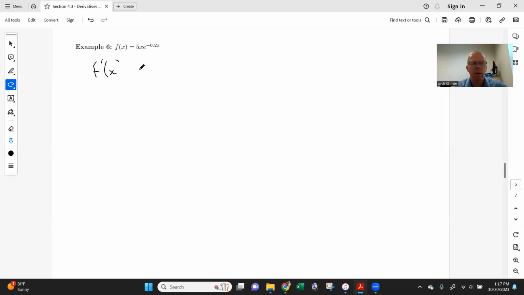So f prime of x, and these, of course, will be not super tedious, but a little bit more tedious. We have to use the product rule on this one. So we'll have 5x for the first part, e to the negative 0.2x for the second part. So the derivative of 5x is 5. We're going to have e to the negative 0.2x. And then we're going to hold the 5x the same, e to the negative 0.2x, and then the derivative of the negative 0.2x, which is negative 0.2.